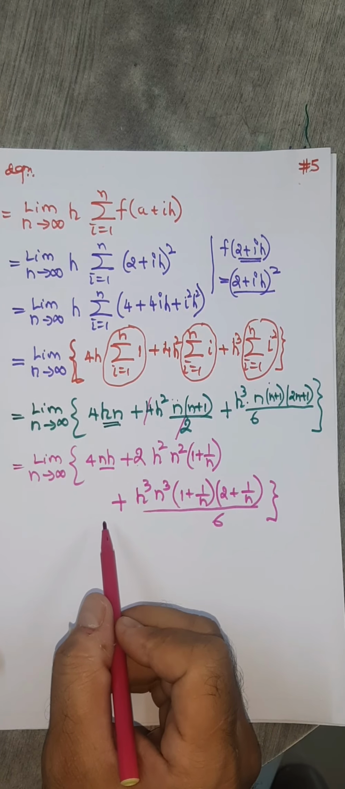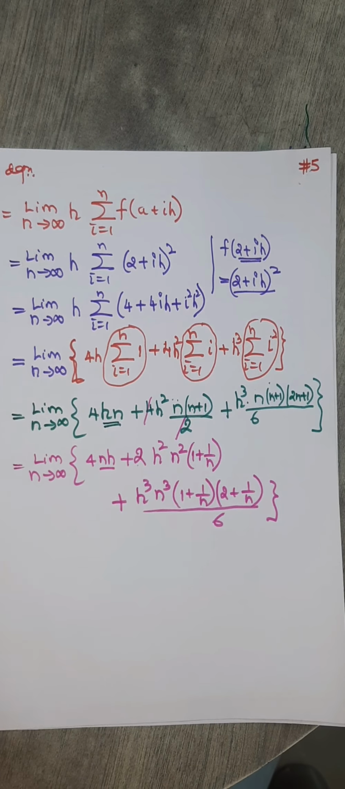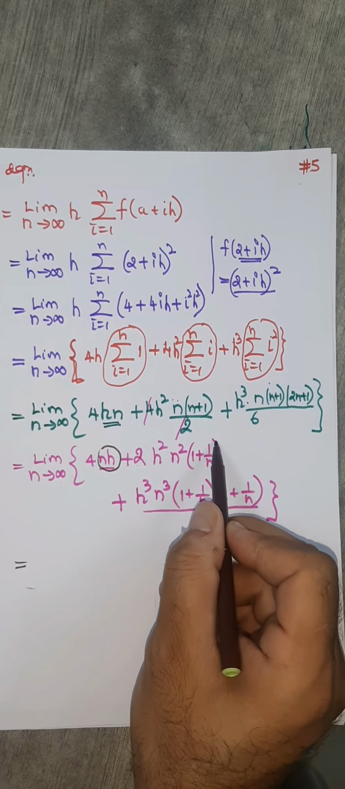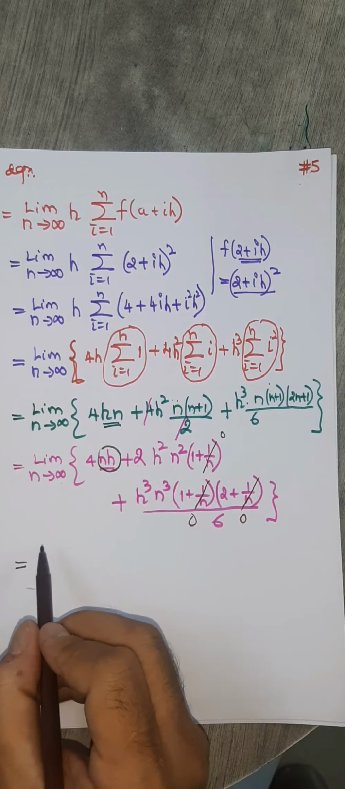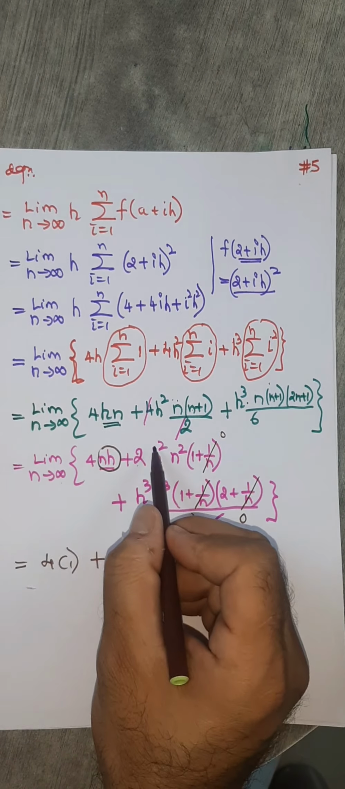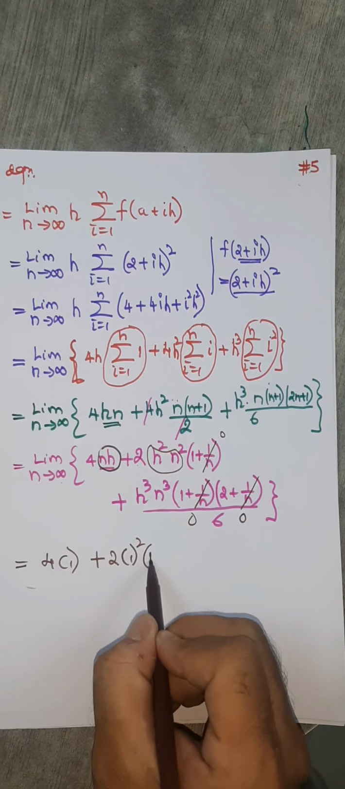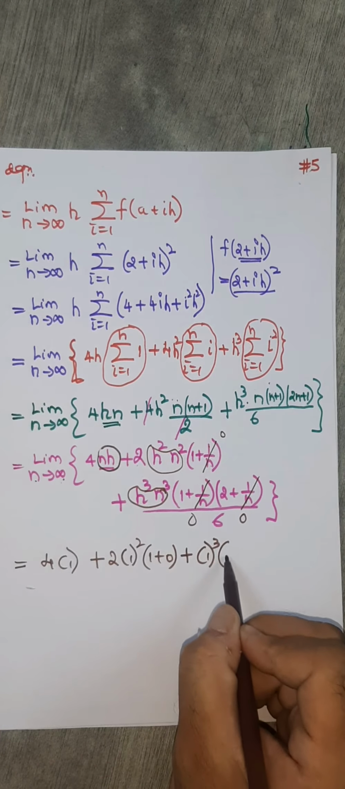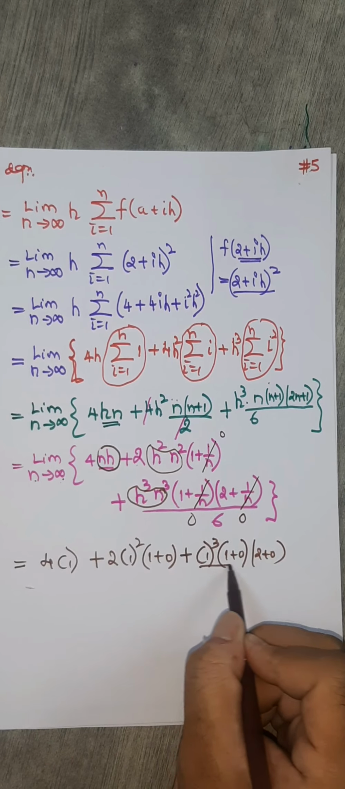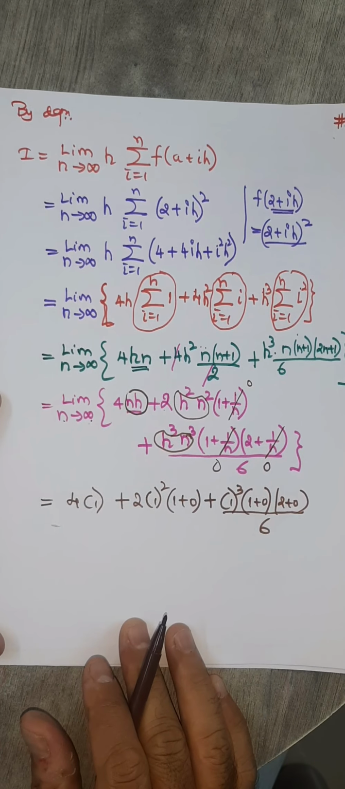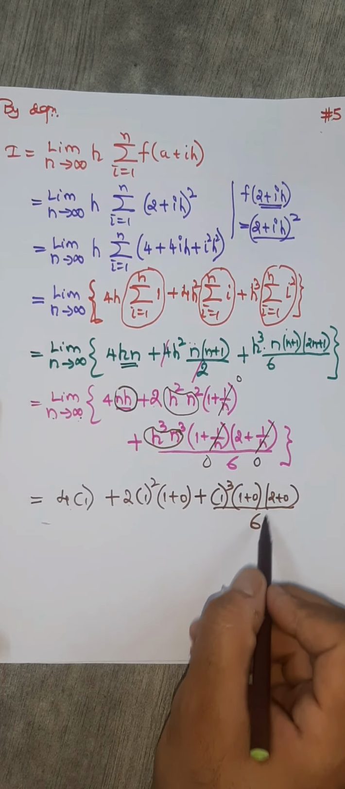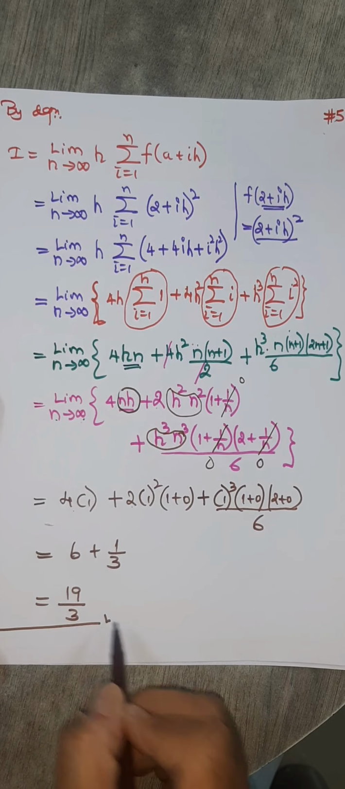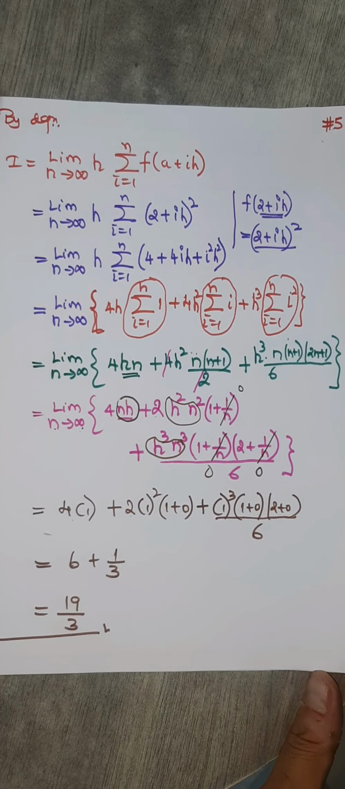Now we just put nh equals 1. From 1, you know nh is 1 here, so this is just 1. And as n tends to infinity, this is 0, this is 0, and this is 0. So I'm doing two things here. 4 into 1, this is 1 square, into 1 plus 0. As n tends to infinity, 1 upon n is 0. This is 1, so 1 cube, into 1 plus 0, 2 plus 0, by 6. And now finally 4 plus 2, 6, and this is 1 by 3. So 6 plus 1 upon 3, you have 19 by 3. This is the required integral. The value of the integral I is 19 by 3, remember.